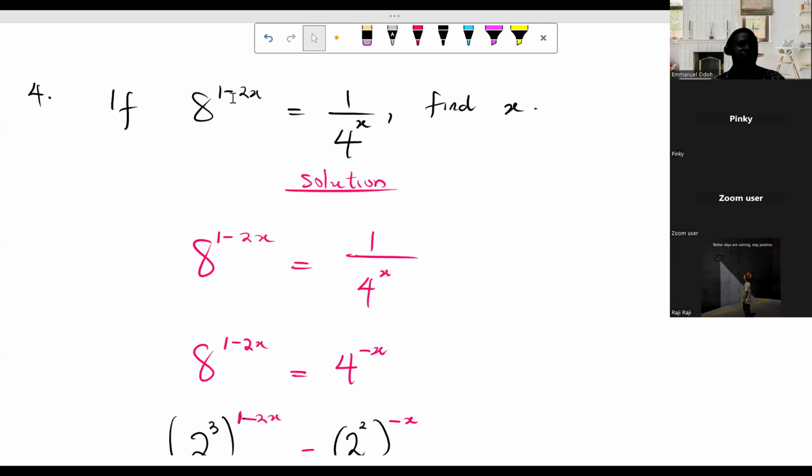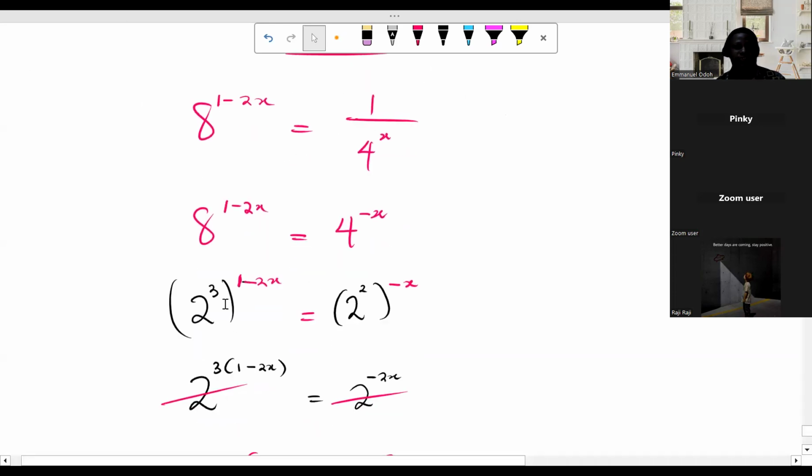Okay, so 8 to the power 1 minus 2x. We were in the last class, math class, right? So we normally express these numbers as a product of their prime factors or in index notation. So 8 is the same thing as 2 to the power of 3. This 8 has been expressed as 2 to the power of 3. There's a power already, 1 minus 2x. And 4 here is 2 to the power of 2.